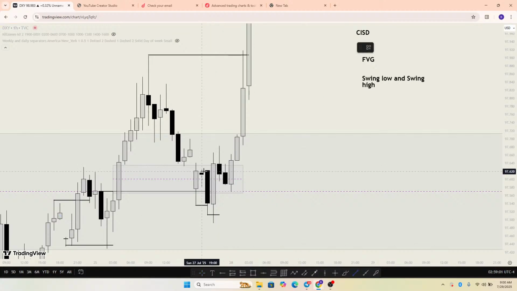We see price closing above this candle. Now we have what? We have a change in the state of delivery. Now this candle has become our change in the state of delivery. But we don't trade at this time because if you look at it, this is Asian session.